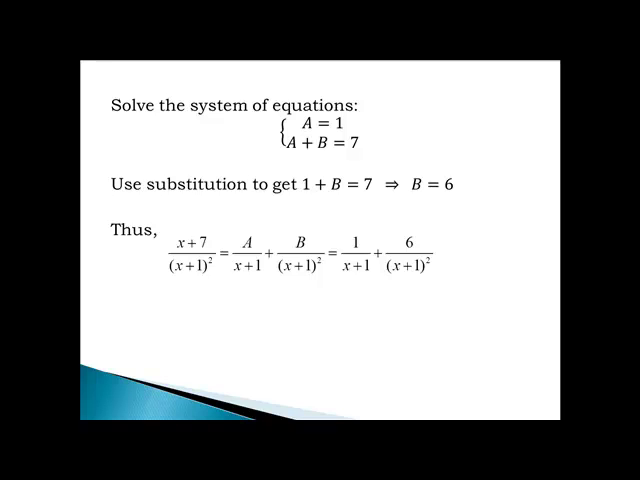Thus, my partial fraction decomposition of x plus 7 divided by the quantity x plus 1 to the second power is 1 divided by x plus 1 plus 6 divided by the quantity x plus 1 to the second power.